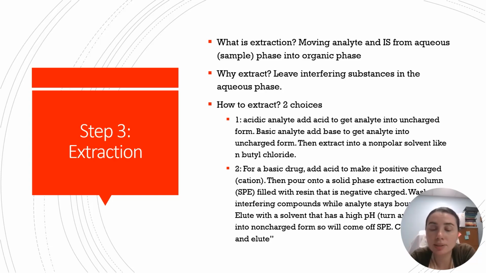So if you have a basic drug, you can add acid to make it positively charged, and then you pour it onto a solid phase extraction column filled with resin that is negatively charged. You wash the interfering compounds while the analyte stays bound to your SPE, and then you elute with a solvent that has high pH, turning your compound back into a neutral form so that it comes off the SPE. This process is called bind and elute.